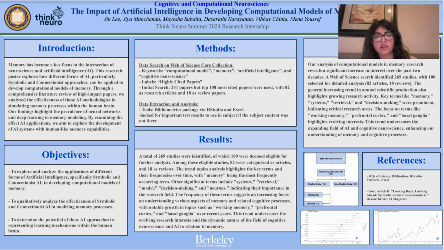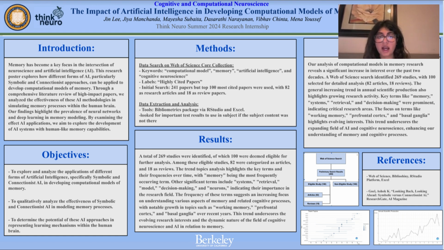So let's move on to our methodology section. This was interesting because, of course, we used an extensive literature review, conducted through the Web of Science core collection. We used keywords like computational model, memory, artificial intelligence, and cognitive neuroscience to filter our search. But what was interesting was that symbolic artificial intelligence and connectionist artificial intelligence go by a variety of different names, such as, like I said, with connectionist AI, machine learning, deep learning, or neural networks. With symbolic AI, it's classical AI or rule-governed AI or algorithms. And so these were the keywords that we were using to filter our search.